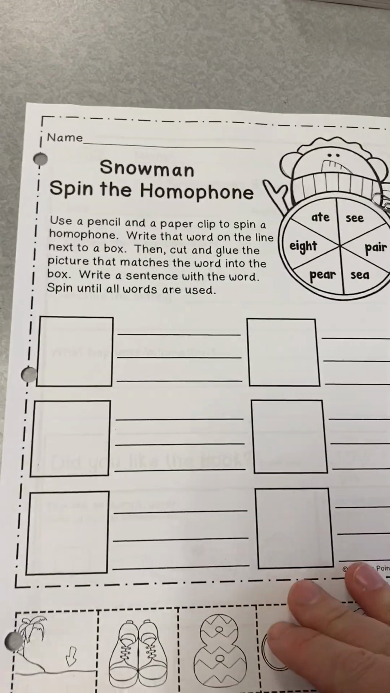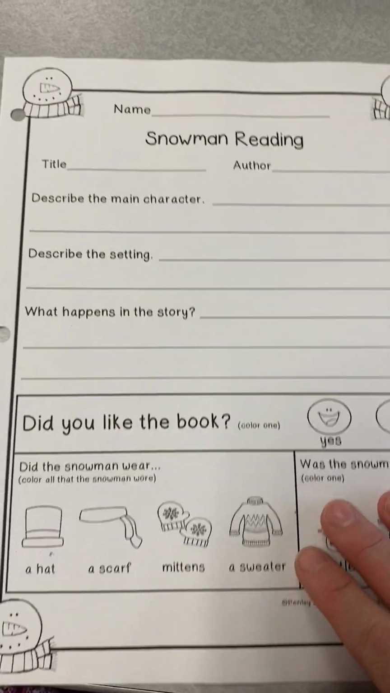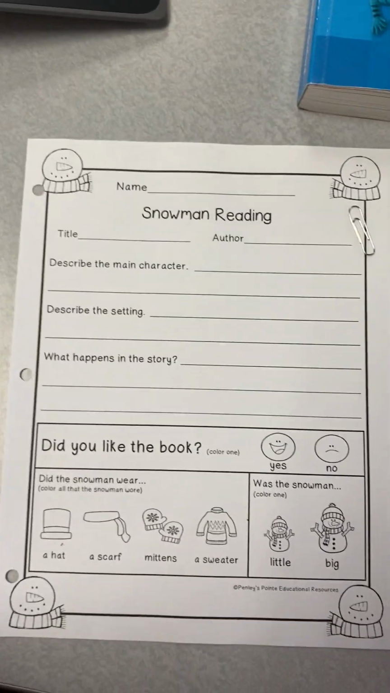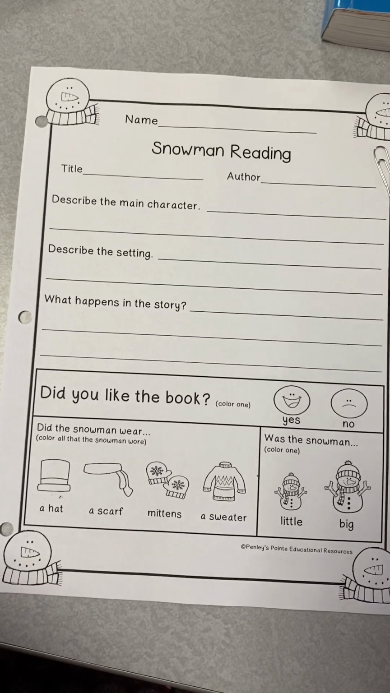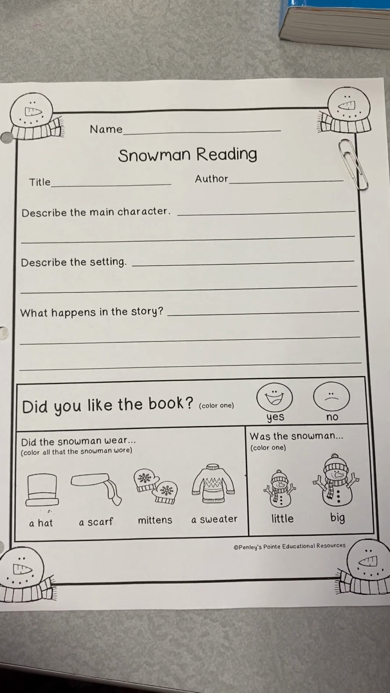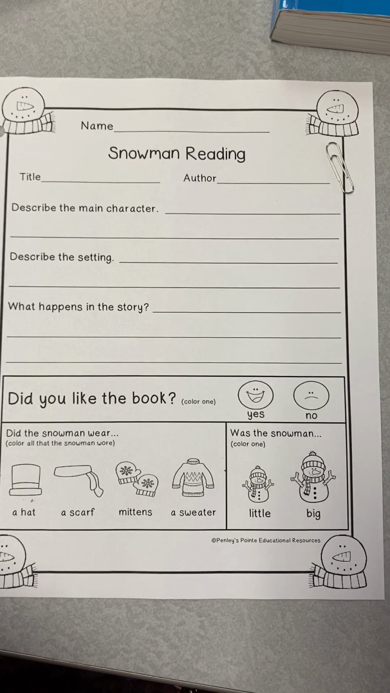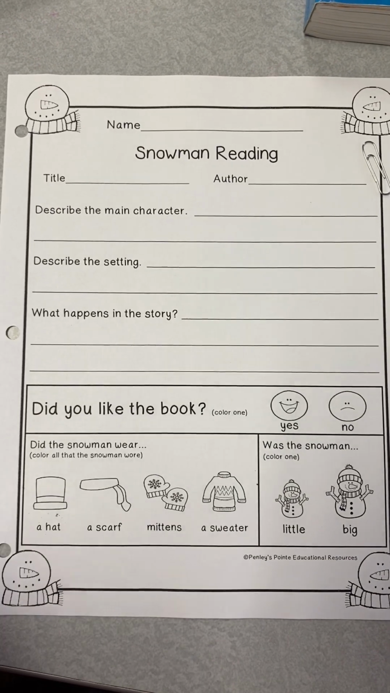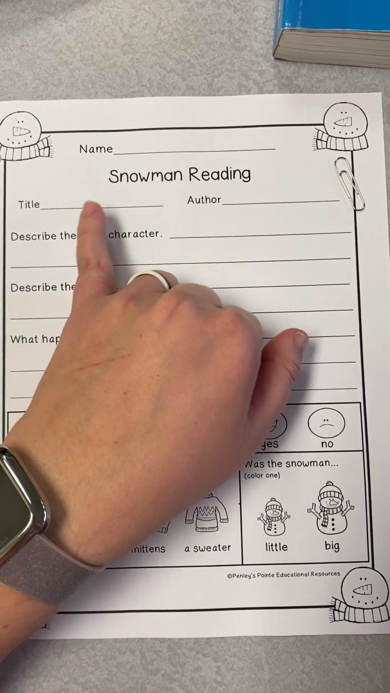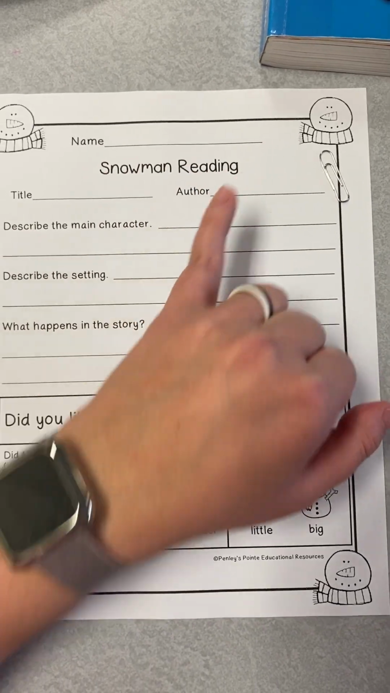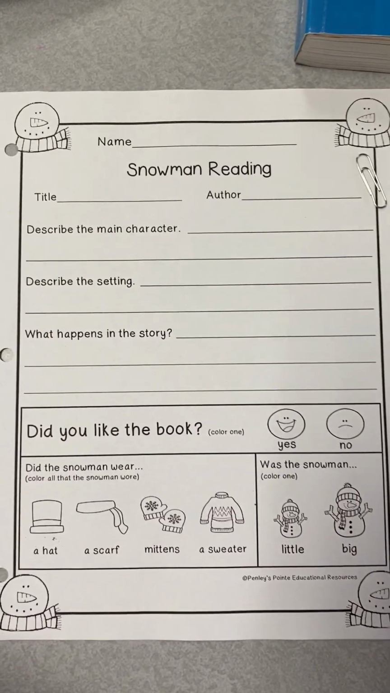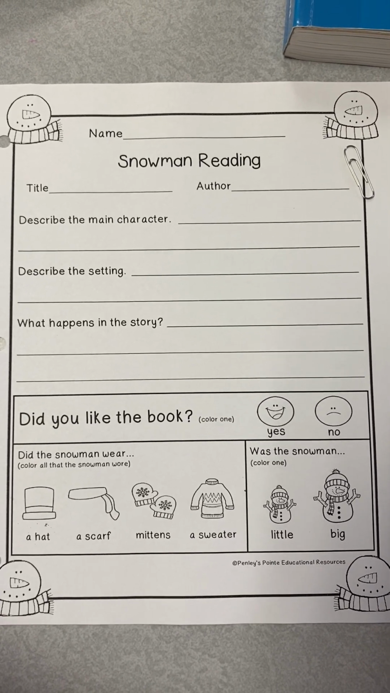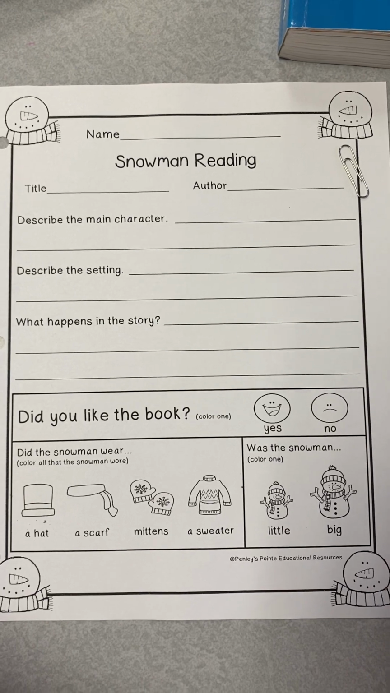And then we have snowman reading. Second grade, this is where you get to choose a book of your choice. If you are into chapter books already, you may choose to write about one of the chapters that you read today. You're going to put your name, the title of the book, the author, and describe the main characters. Those are your word choice words, second grade. Those are going to be your describing words to describe the main character.